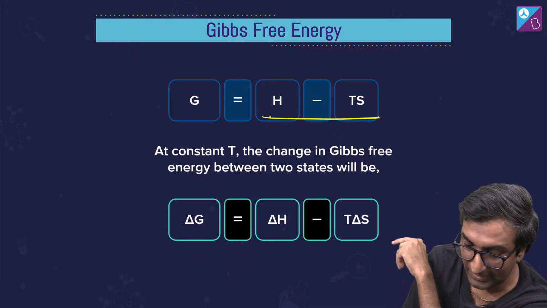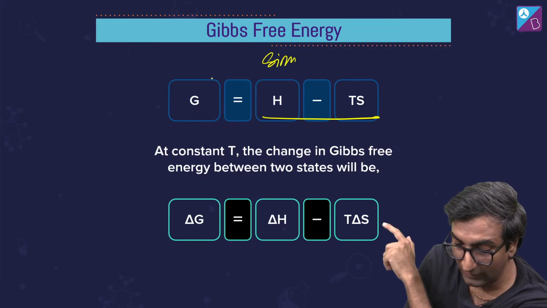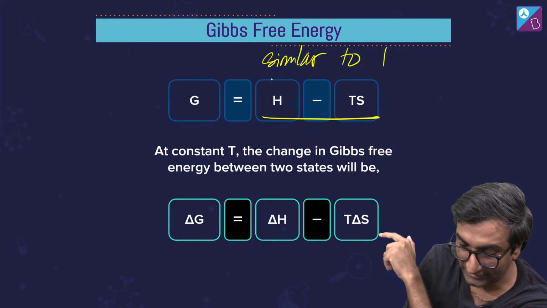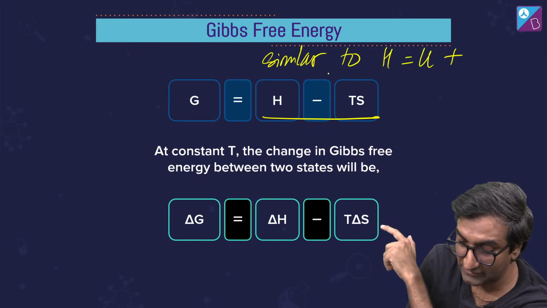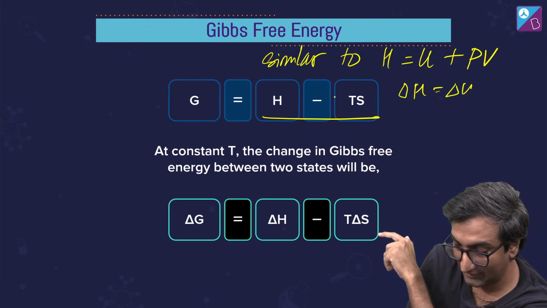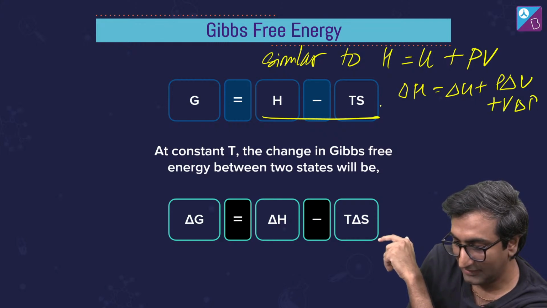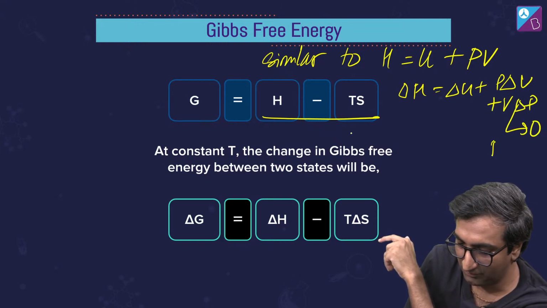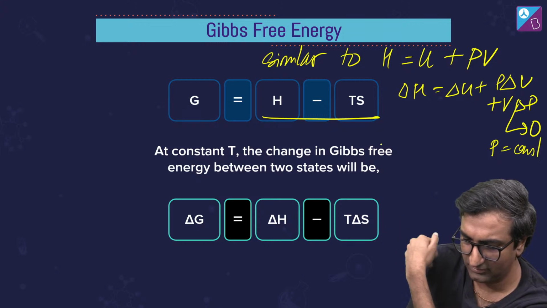Okay, G हम लोग लिख रहे हैं as H minus TS. This is similar to what we did with H. We told that H was defined as U plus PV. Then we said that delta H is delta U plus P delta V plus V delta P. Then we said that this is going to be equal to 0 when P is equal to some constant value, right? That's what we're doing here.